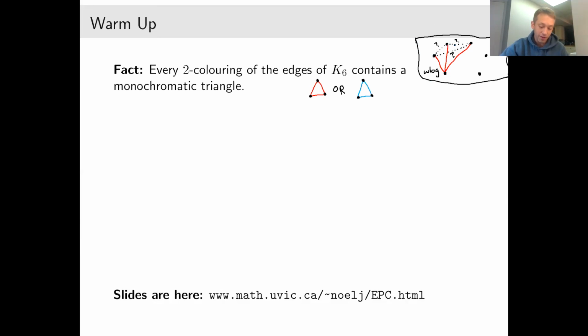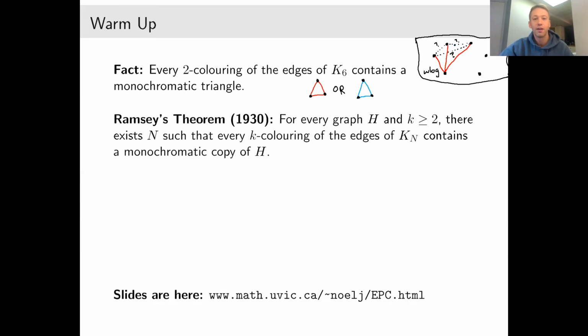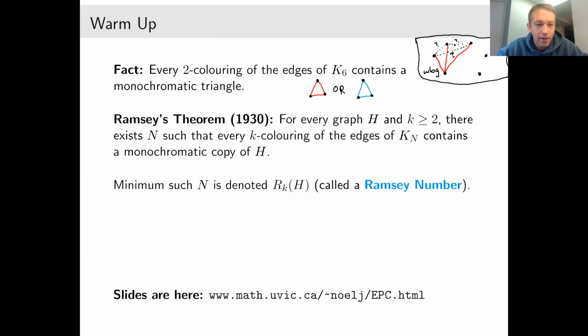And if you have seen this before, then you'll know that this is the starting point when you learn about Ramsey's theorem. In general, what Ramsey's theorem says is that for every graph H and for every integer k at least 2, there exists an n such that no matter how you color the edges of K_n with k colors, there's always a monochromatic copy of H. That is a copy of H where every edge has the same color. Given that such an n exists, there's always a minimum such n, which we call the Ramsey number and denote by R_k(H).